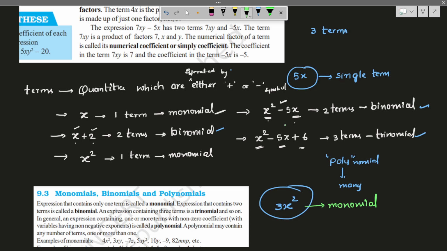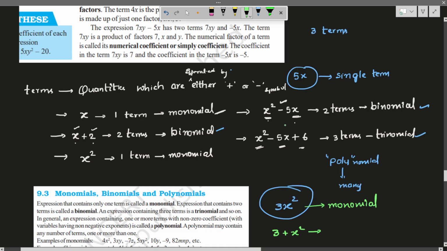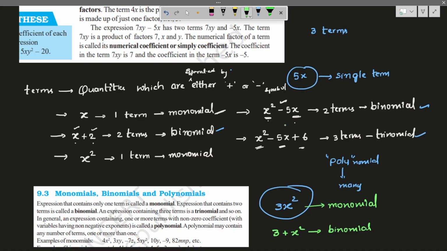If it would have been like this, then it is a binomial, because here terms are separated by plus symbol. So otherwise, this is a monomial and this is a binomial.